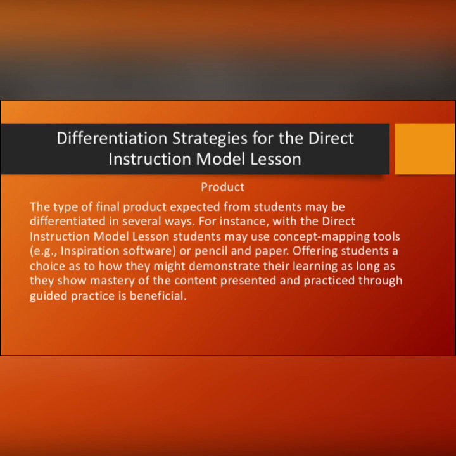The next is product. The type of final product expected from students may be differentiated in several ways. For instance, with the direct instruction model lesson, students may use concept mapping tools, for example, Inspiration software, or pencil and paper, offering students a choice as to how they might demonstrate their learning, as long as they show mastery of the content presented and practiced through guided practice.